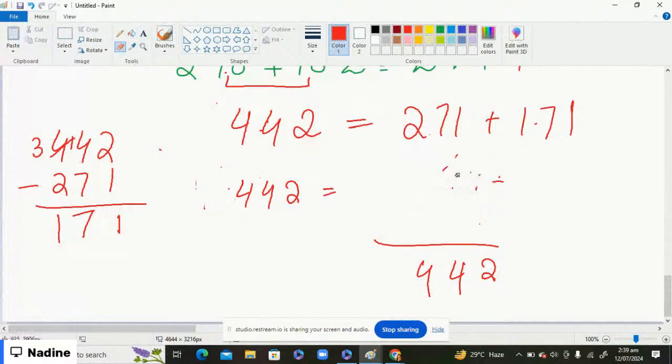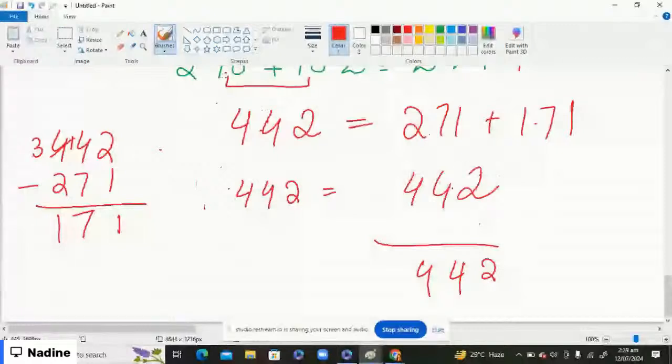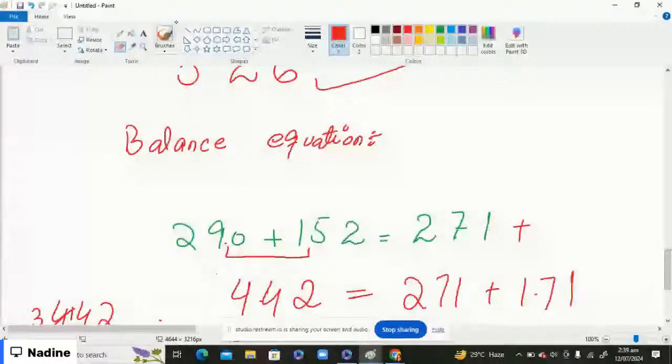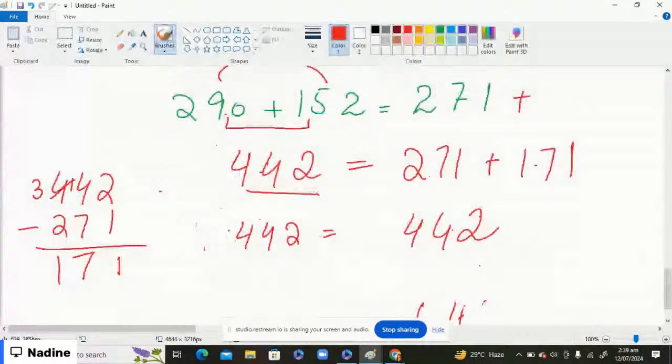So here what's the answer? 442. Understand this question, how to solve the balance equation? First of all, we check both the sides. Look at here, this side is basically two numbers. Then we're simply adding. After addition, we are subtracting this number from the other side number. Here we subtract and then the answer is 171. Then we're going to put down this 171 here.